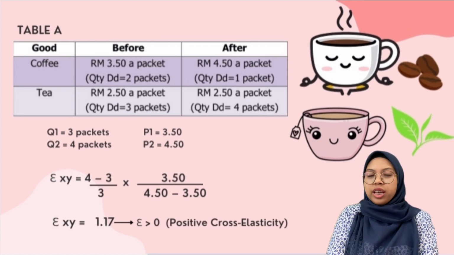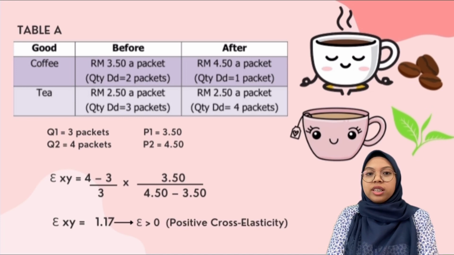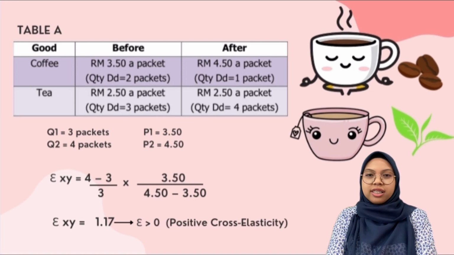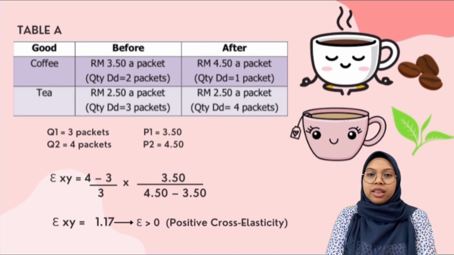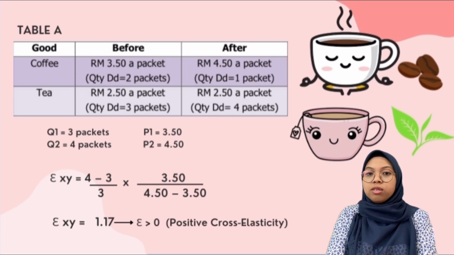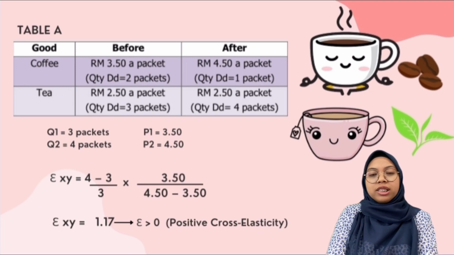Based on case 3, which is the relationship between the two goods, Table A shows the before and after price and quantity demanded of coffee and tea. We substitute the before and after of tea quantity demanded and price of coffee into the formula of cross-elasticity of demand, which is 4 minus 3 divided by 3, times 3 ringgit 50 cents divided by 4 ringgit 50 cents minus 3 ringgit 50 cents. The total is 1.17.